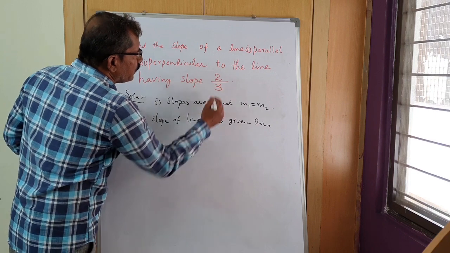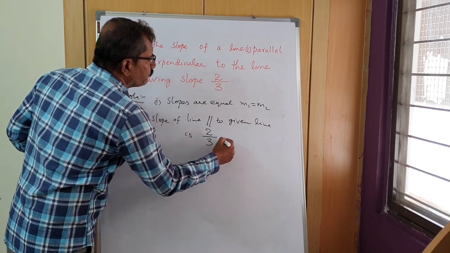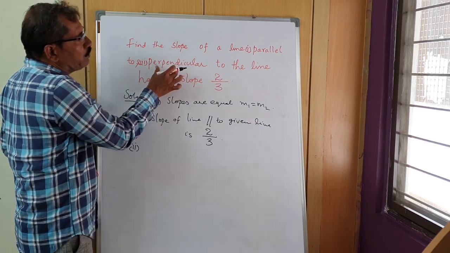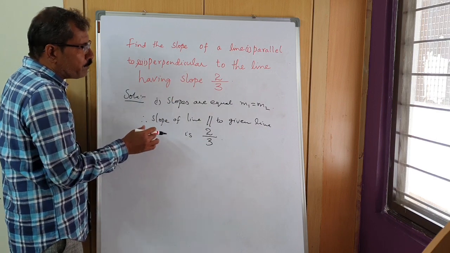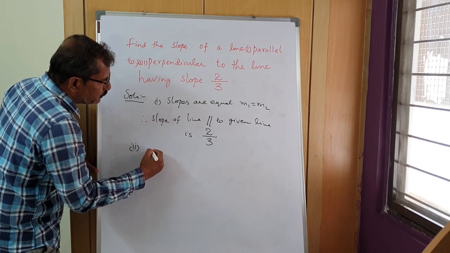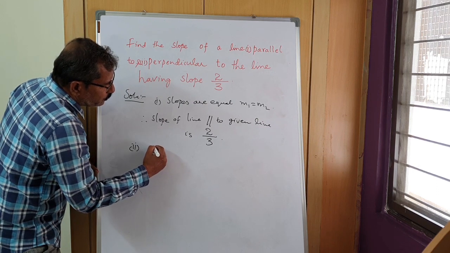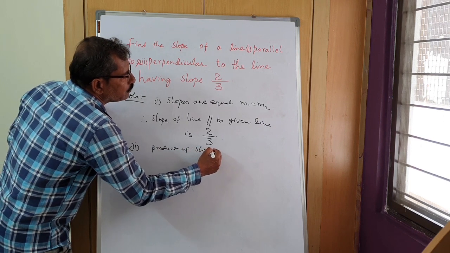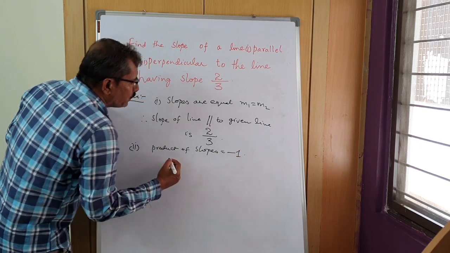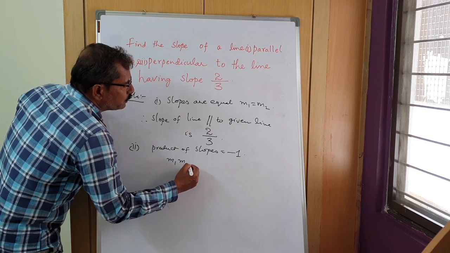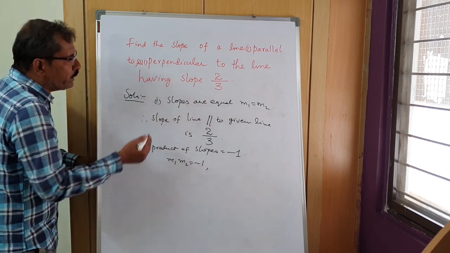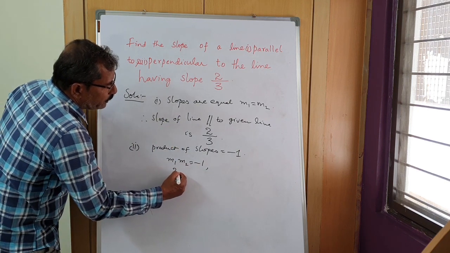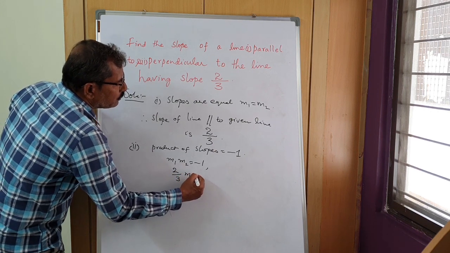For the second one, what are you asked? The slope of the perpendicular line. When two lines are perpendicular, the product of slopes is equal to minus 1. That means m1 into m2 is equal to minus 1. So here m1 is 2 by 3. So 2 by 3 into m2 is equal to minus 1. This gives us m2 is equal to minus 3 by 2.